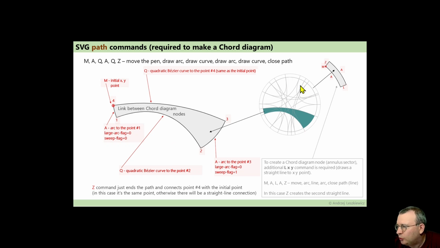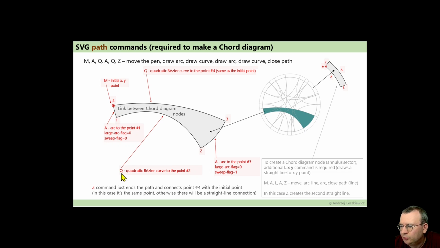To create a chord diagram, we need to create this curved link. This is one of the links, and here is an explanation of how SVG path commands can be used to generate it. We start with the M command, which defines the initial point of the drawing. The M command doesn't draw anything, it just sets the initial point of our drawing. Then we use the A command to draw an arc to point 1.